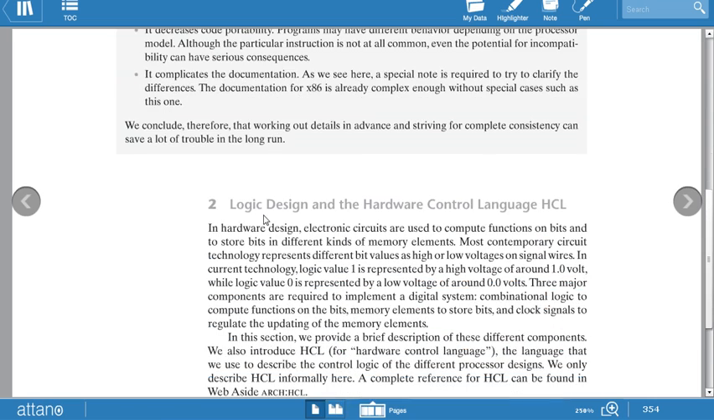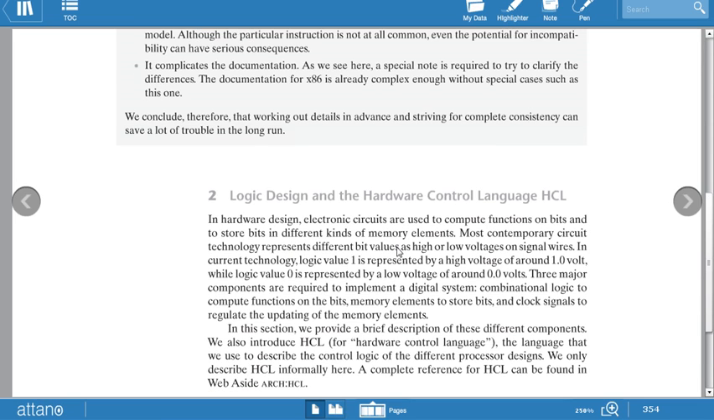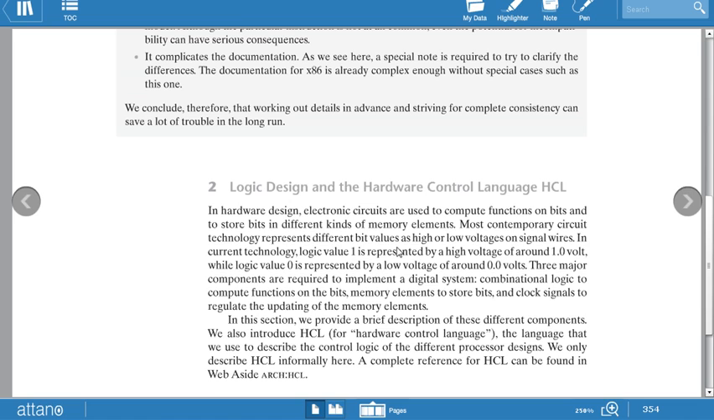The next topic is logic design and the HCL. This says that in hardware design, electronic circuits, with the help of which we can perform operations by sending signals, are used to compute functions on bits and to store bits in different kinds of memory elements. So whenever we design hardware, or design anything in a computer, electronic circuits are used. Electronic circuits are generally used to compute functions on bits.